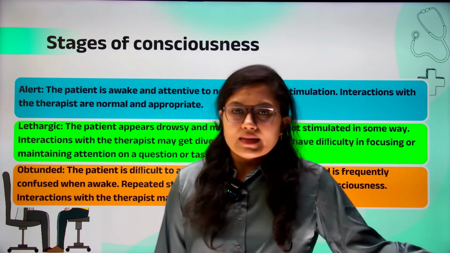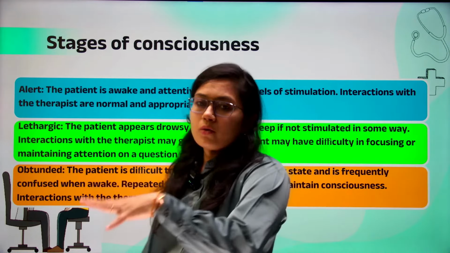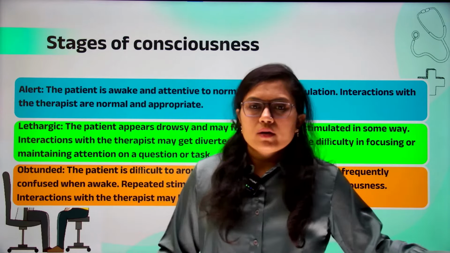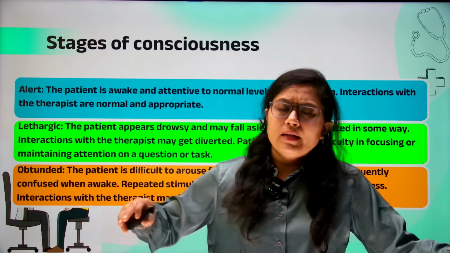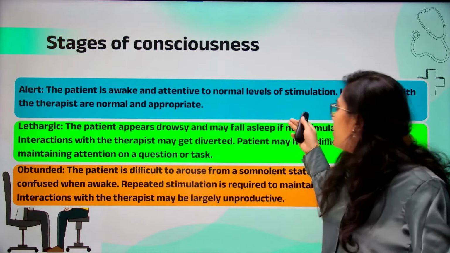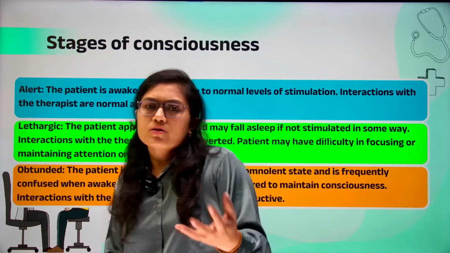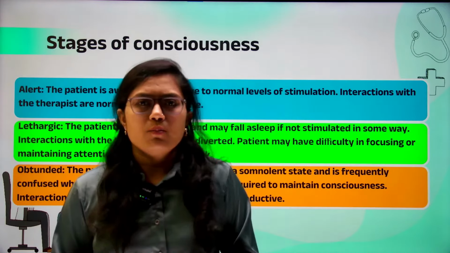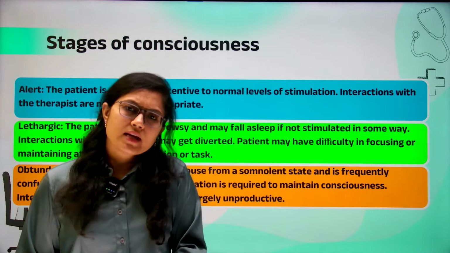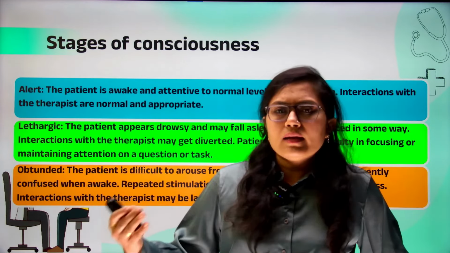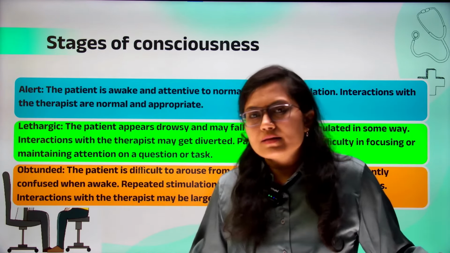Now, first is alert. As I can talk about ourselves, we are good alert. We know where exactly we are and what things we are doing. We are properly awake. We are attentive to normal levels of stimulation, and the therapist can talk to us normally and we can respond in a normal way as well. Whatever question is asked to us, like if someone asks me what my name is or what I am doing, I can answer that. Fine. So that is the alert stage.